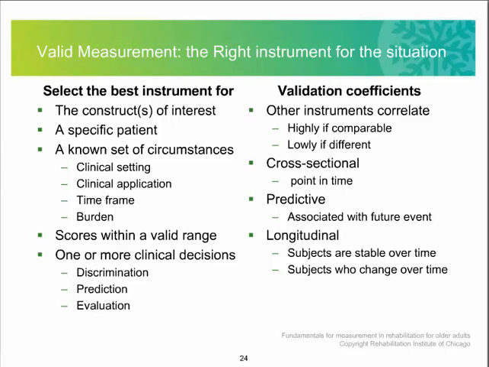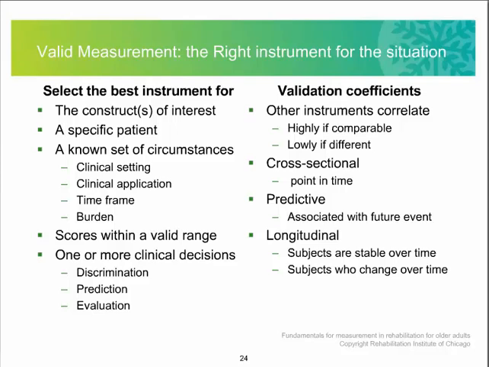Different types of validation studies relate to our clinical decision categories. Cross-sectional validation relates to ability to discriminate at a point in time. Predictive validation relates scores at one time to the occurrence of a future event. Longitudinal validation provides evidence of the instrument's ability to measure change over time and is typically assessed in one of two ways. First, studies of subjects who remain stable on the construct over time. This method is used to assess test-retest reliability. And second, studies of subjects who change over time. This method is used to evaluate effectiveness of intervention studies.